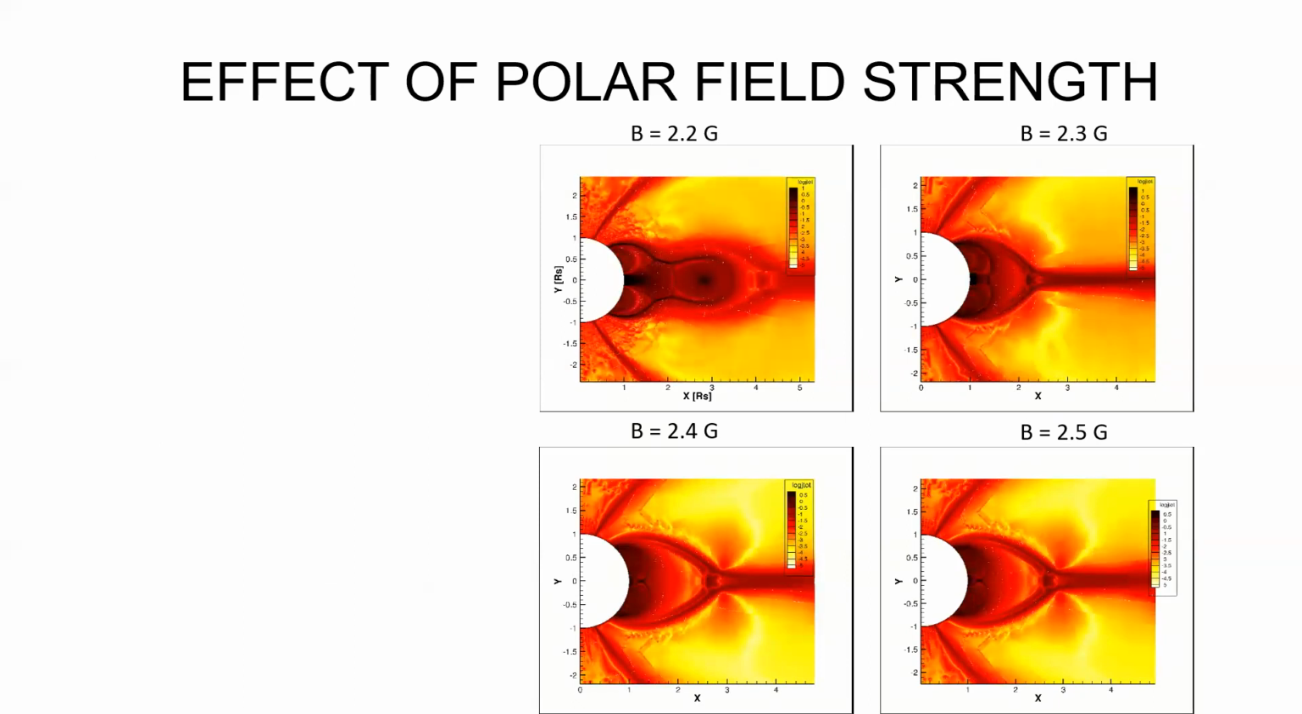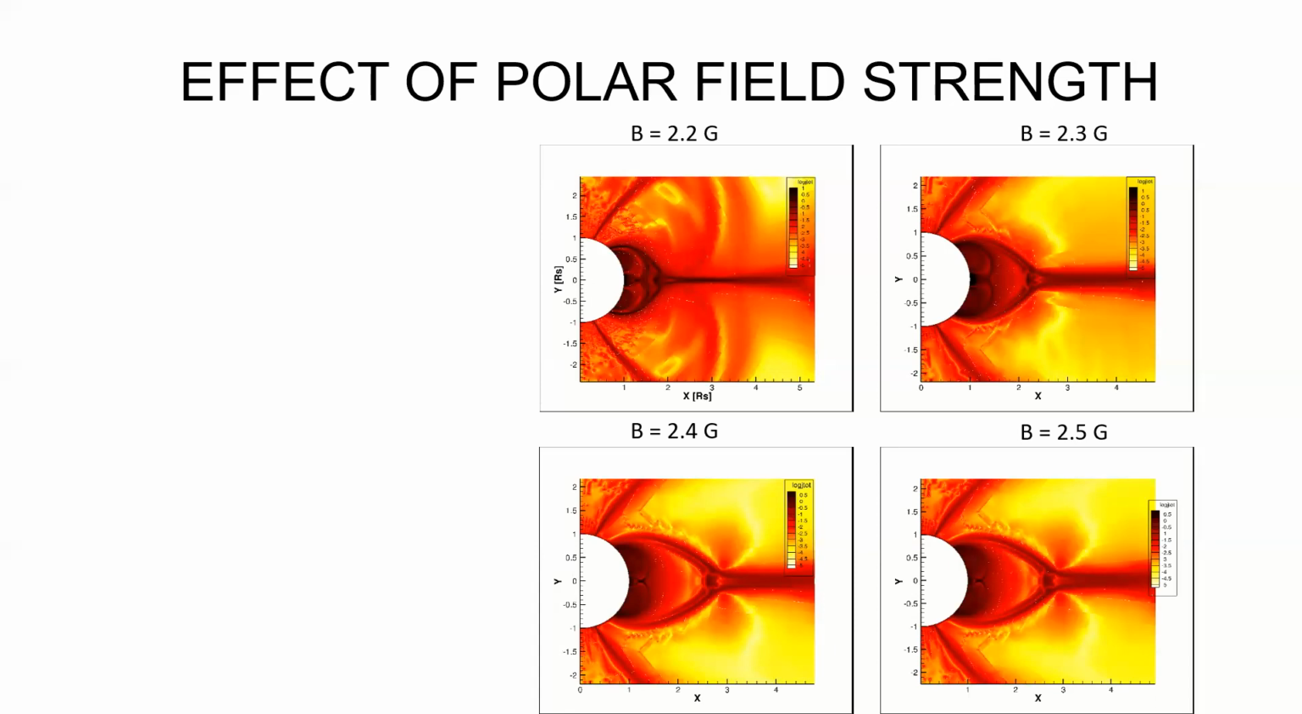2.3 gauss, we get a failed eruption. The flux rope did form, but it falls back along the magnetic field to the surface. And for 2.4 and 2.5 gauss, the flux rope doesn't even form. So we can see that the background magnetic field highly affects our result, and it also constrains the CME if we increase it further.